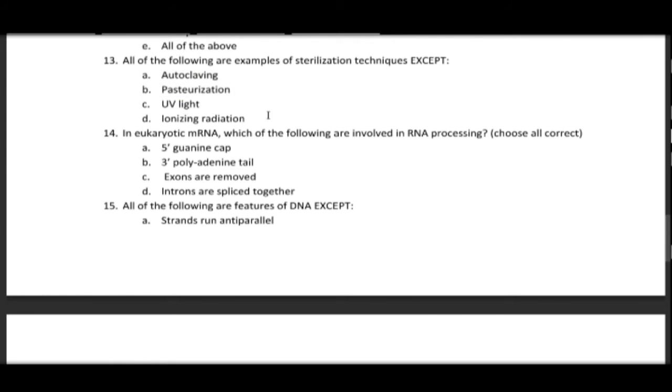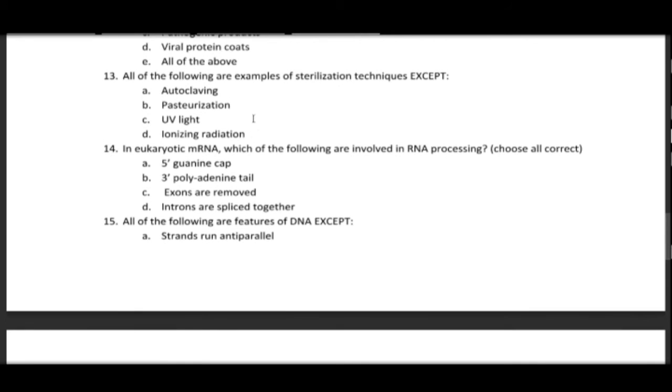Then we have UV light and ionizing radiation. And I believe from your notes you'll also see UV light and ionizing radiation as forms of sterilizing technique. Yeah. Okay, so is it just... Yeah, so that'd be one of those gray areas, because it does get rid of some, but I guess not all in sterilization.